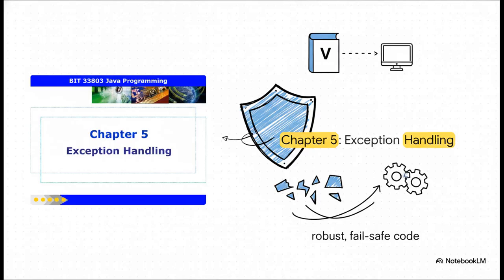And you know, this isn't just some neat little trick. Exception handling is a foundational safety net. It's a core fundamental principle of Java programming, purposefully designed to ensure your code is robust and fail-safe, even when it's exposed to completely unpredictable users.